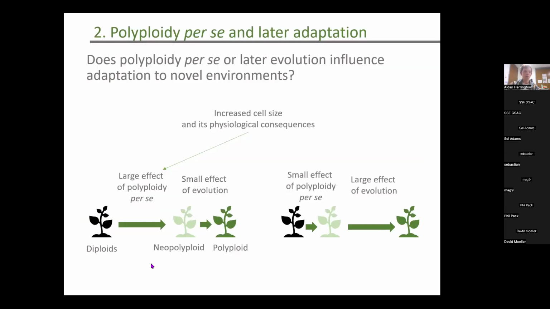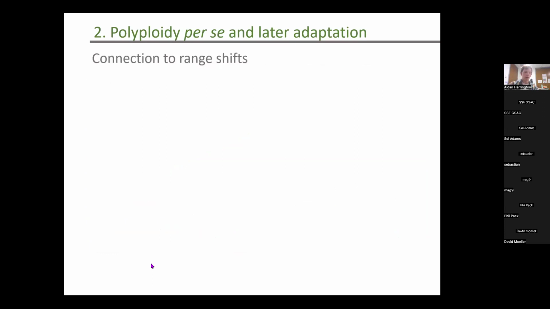Okay, but what is the role of polyploidy per se in this shift? When I say polyploidy per se, I'm really talking about the increase in cell size and its downstream consequences on physiology and niche. So when moving from the diploid to the neopolyploid to the natural polyploid, what is the contribution of polyploidy per se in terms of this habitat shift? And secondly, what is the connection to the range shift?